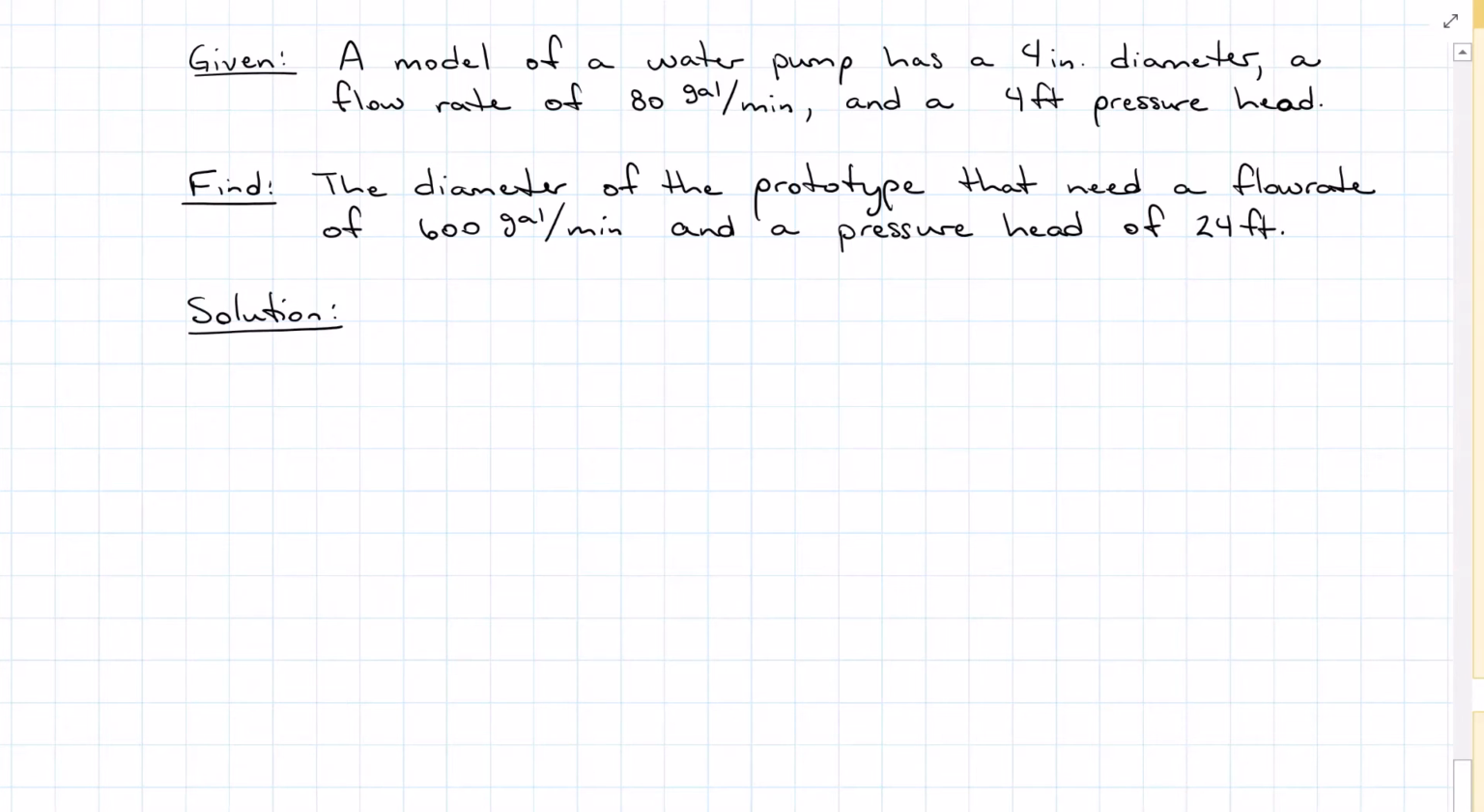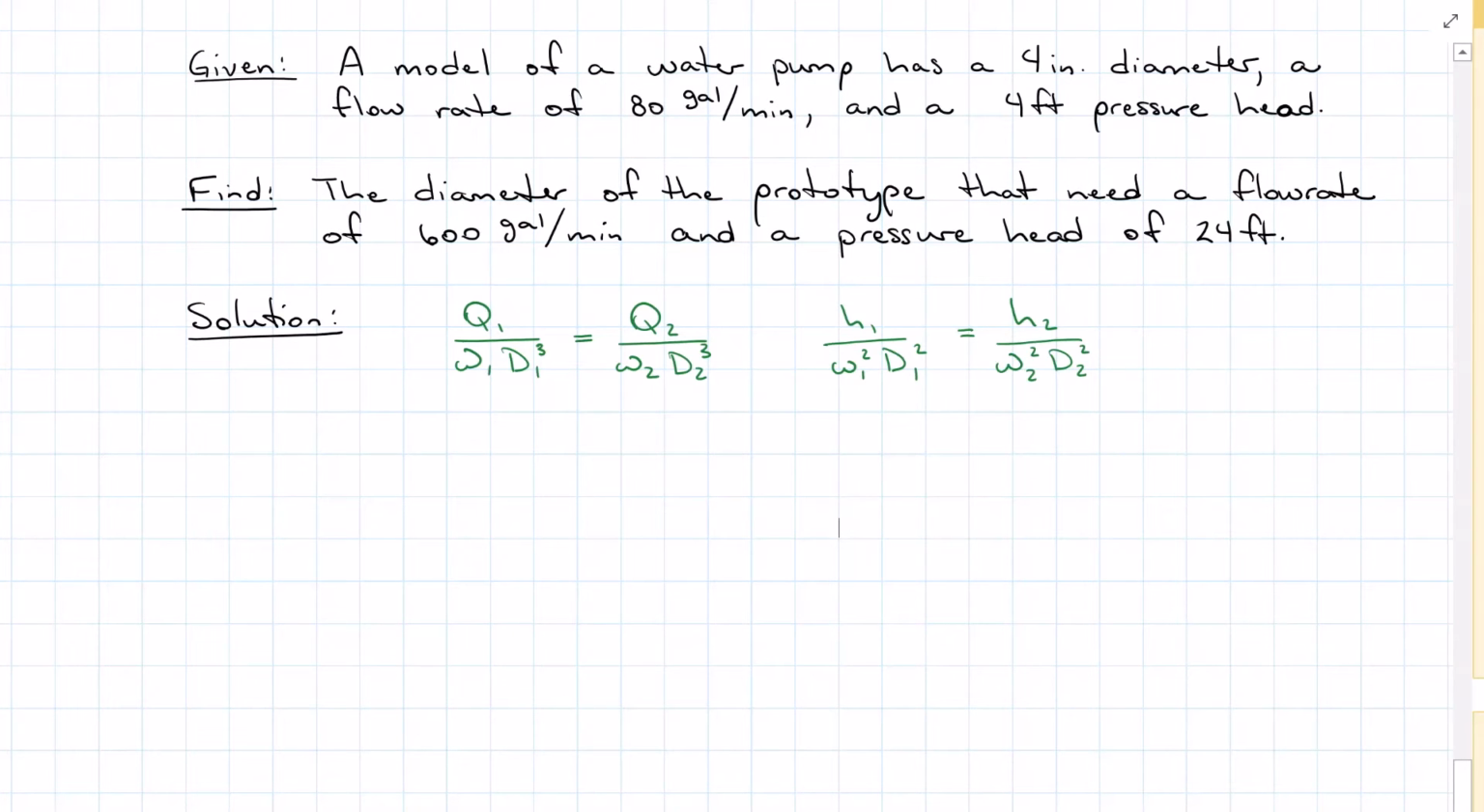This time I have a model of a water pump with a 4-inch diameter, a flow rate of 80 gallons per minute, and a 4-foot pressure head. I want to find the diameter of the prototype with a 600 gallon per minute flow rate and a pressure head of 24 feet. So I'm going to need flow coefficient and head coefficient because I don't have any impeller speed. So I'm going to need to use these two together to get the diameter that I need.